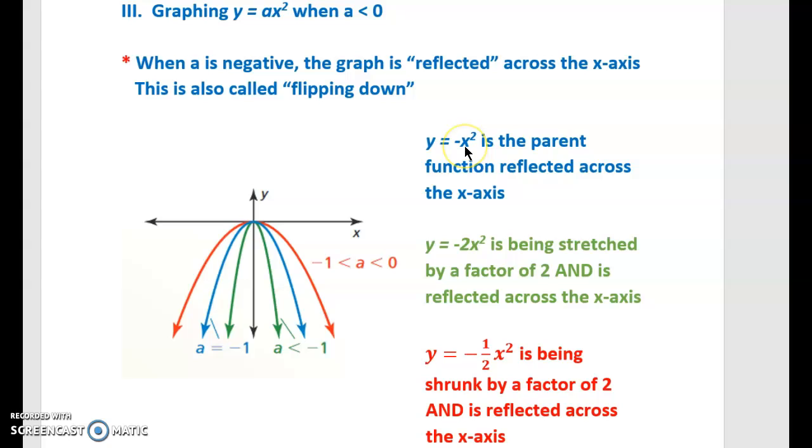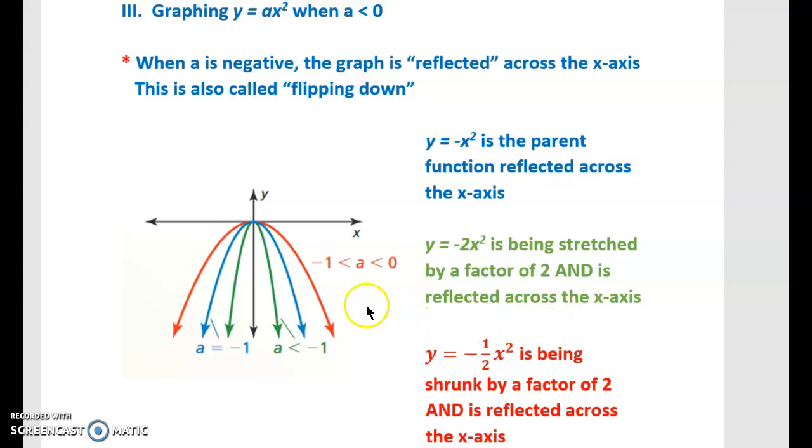That means a, in this case, is negative 1. So it is not being stretched or shrunk, but it is being reflected across the x-axis. So it's opening down. That's the only change from the parent function. For the green this time, we've got y is equal to negative 2x squared. So notice it's less than negative 1. So it's not only being stretched, so it's more narrow, it's being like pulled down, but it's also being reflected across the x-axis.